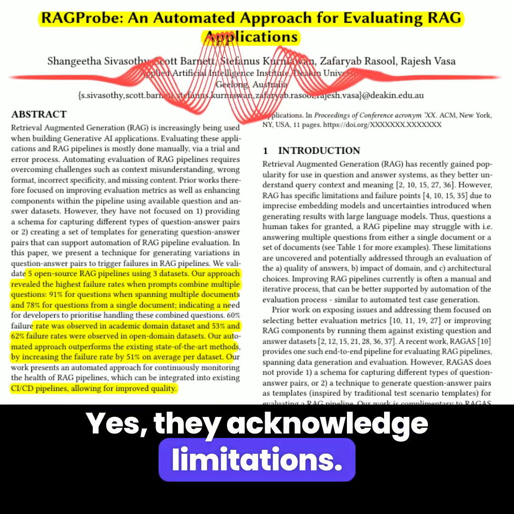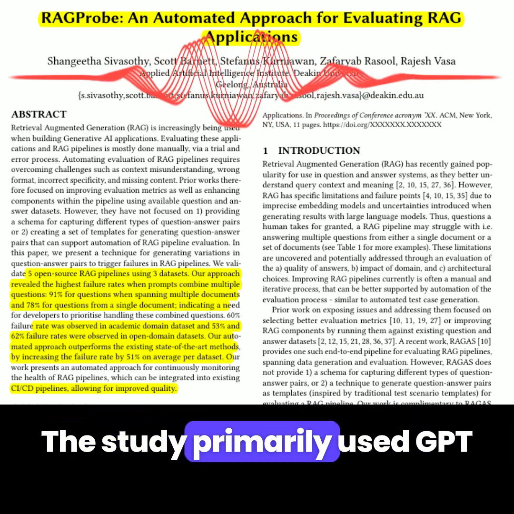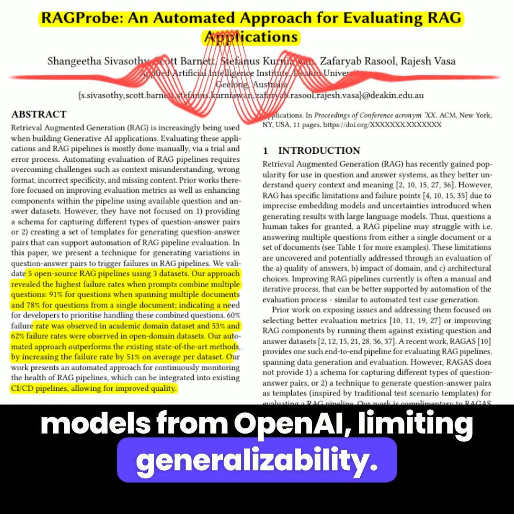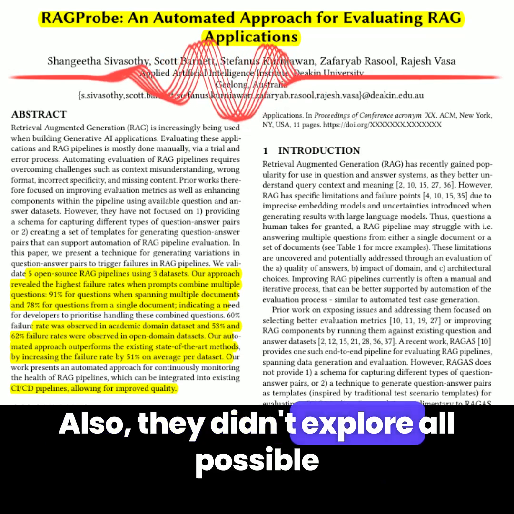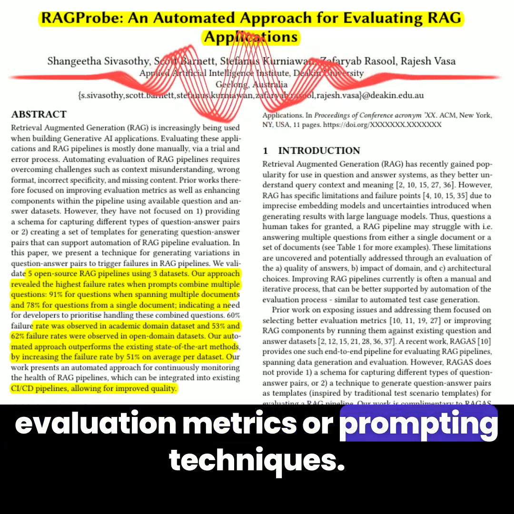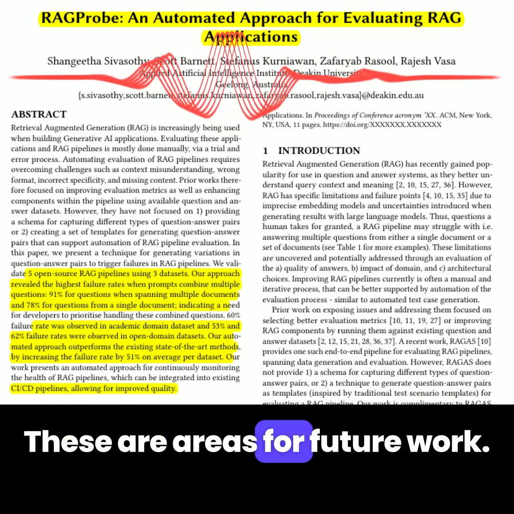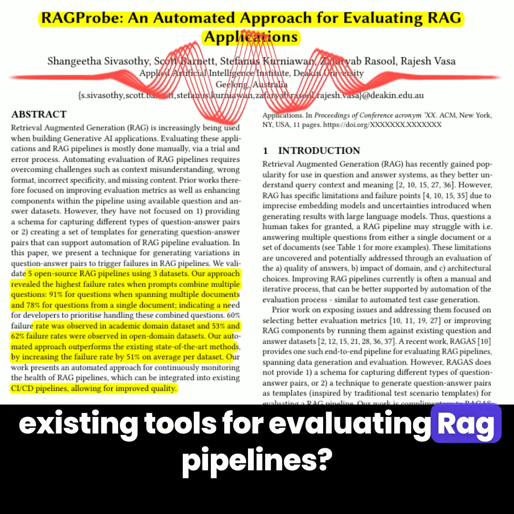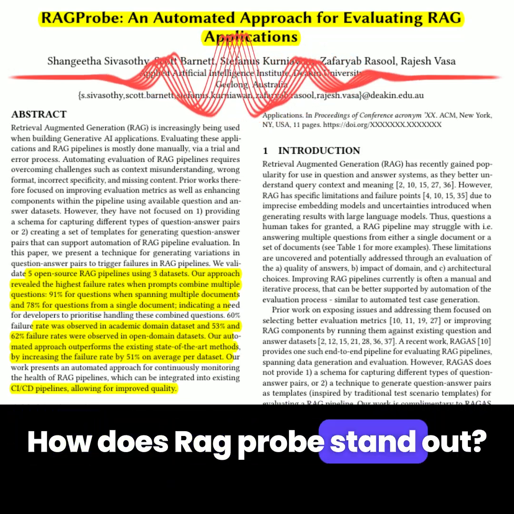Yes, they acknowledge limitations. The study primarily used GPT models from OpenAI, limiting generalizability. Also, they didn't explore all possible evaluation metrics or prompting techniques. These are areas for future work. What about the comparison with other existing tools for evaluating RAG pipelines? How does RAGProbe stand out?